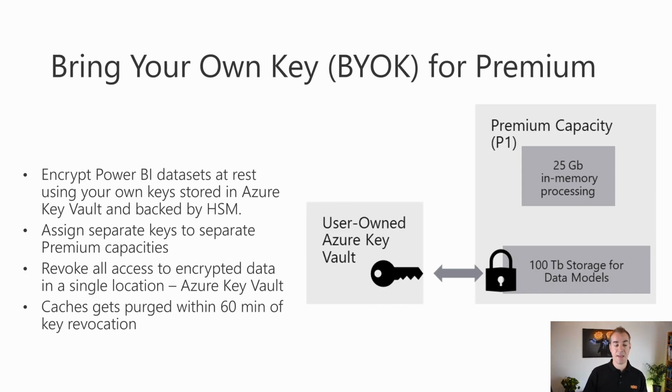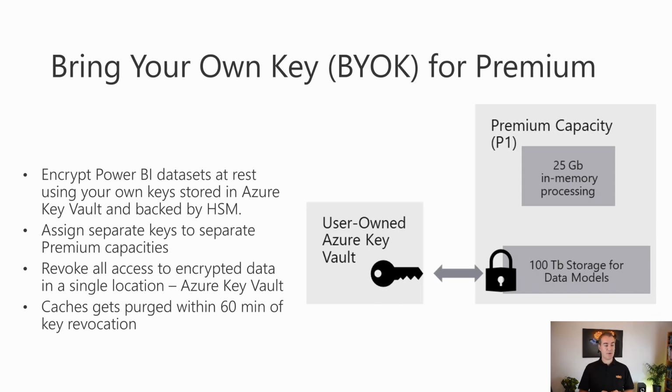So this means you can assign separate keys to separate premium capacities. And you can revoke all access to the encrypted data in a single location, Azure Key Vault. Cache gets purged within 60 minutes of key revocation. So this means your data will be encrypted with your key. No one has access to it. And your keys are being stored in Azure Key Vault.